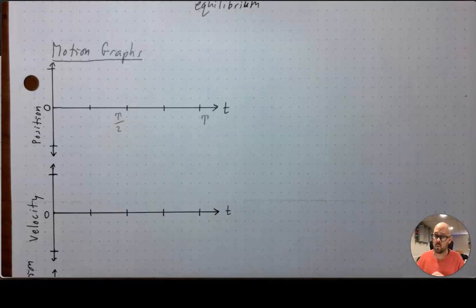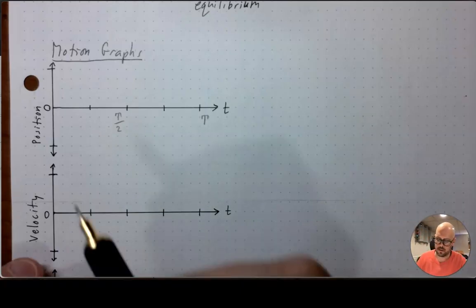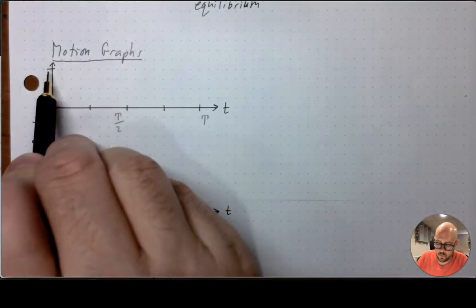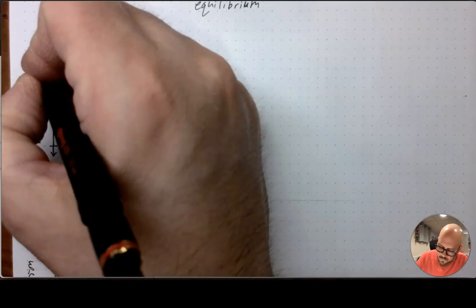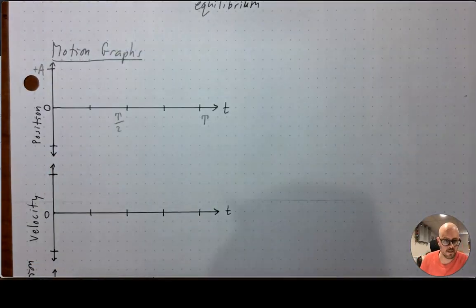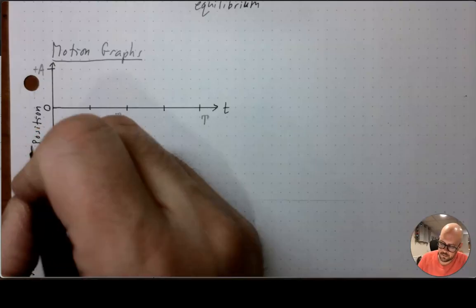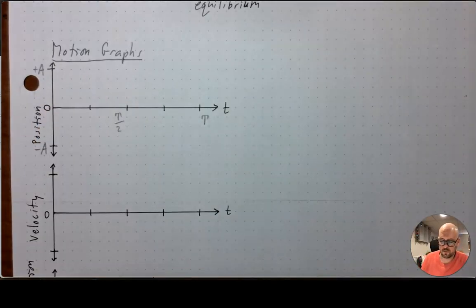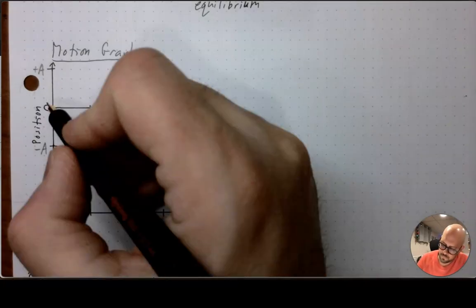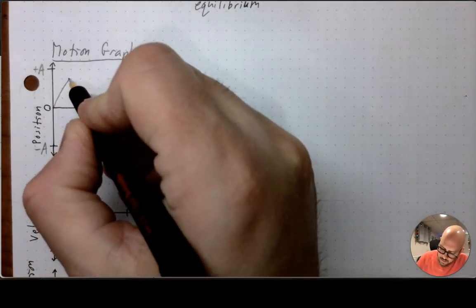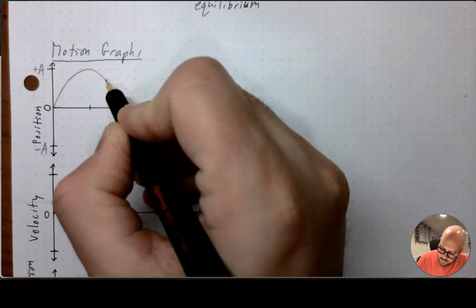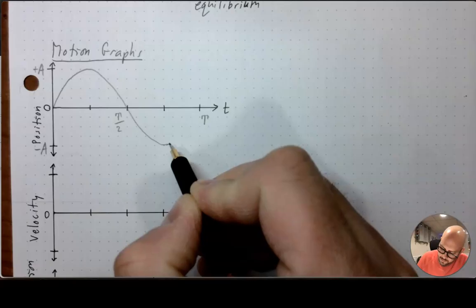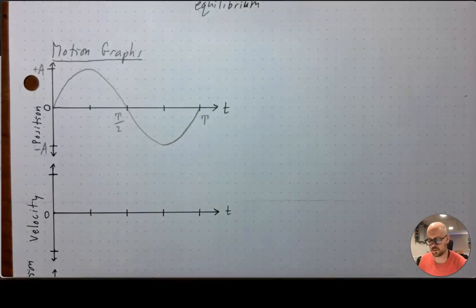So I'm just going to graph 1 cycle on this graph. If you wanted to graph more, you would just keep going. This hash mark here on the y-axis is positive A. It's the maximum positive position attained by this object, and this lower hash mark is negative A. So the amplitude goes in both directions. So I can draw, as best I can, a trig function, or a sine function, that goes like that.